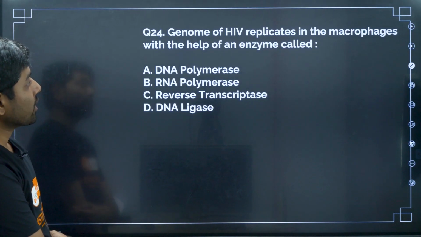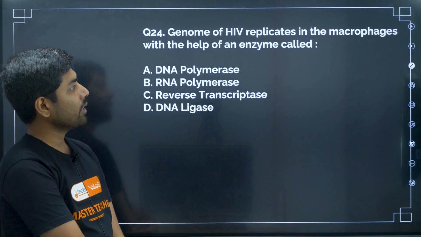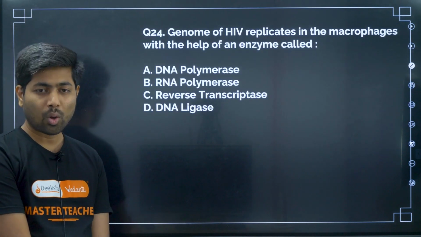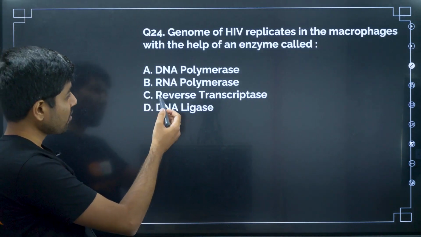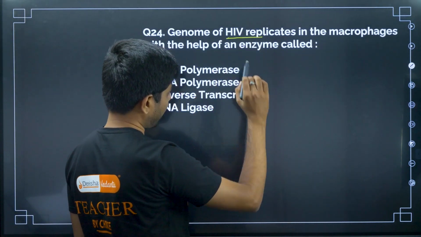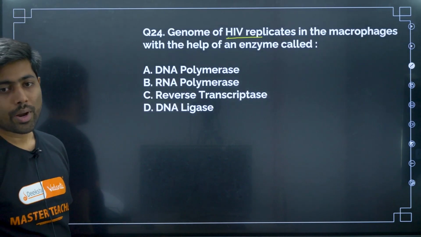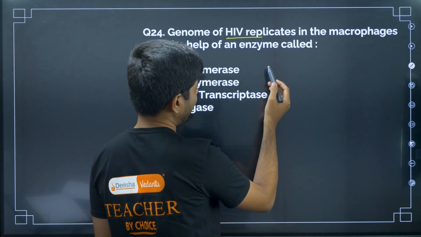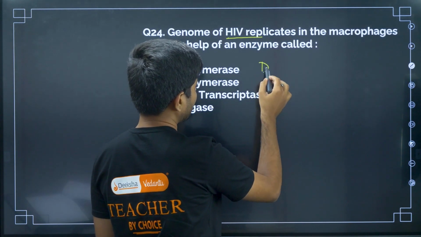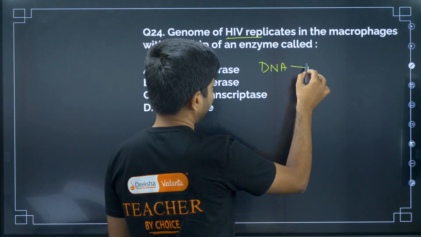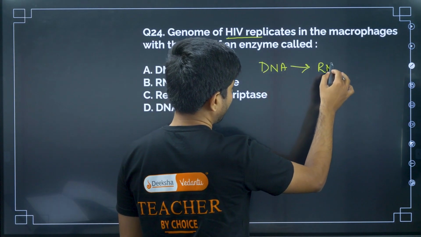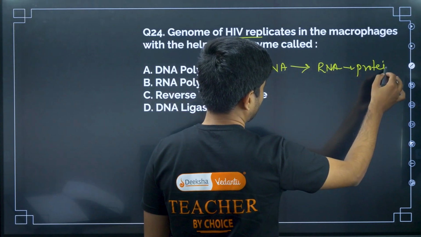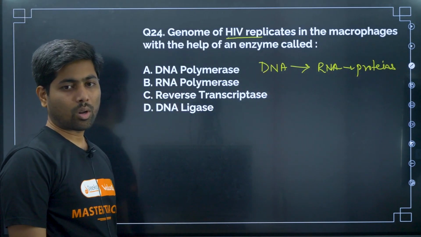Now, this is also another simple question. The genome of HIV replicates in the macrophages with the help of an enzyme called what? Now, you know that HIV is an RNA virus, right? But what will it do? It will synthesize DNA from RNA. What did our central dogma say? Central dogma said you have DNA, from DNA you make RNA, from RNA you make protein. Correct? This was what the central dogma said.